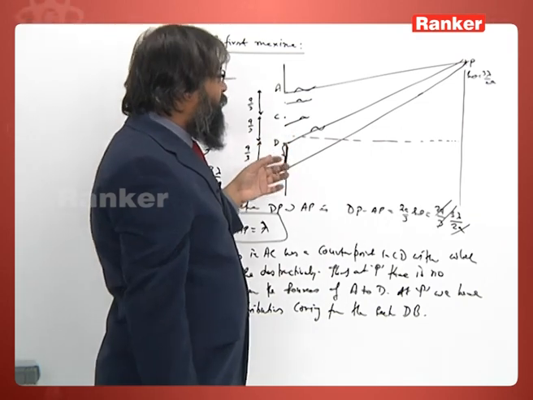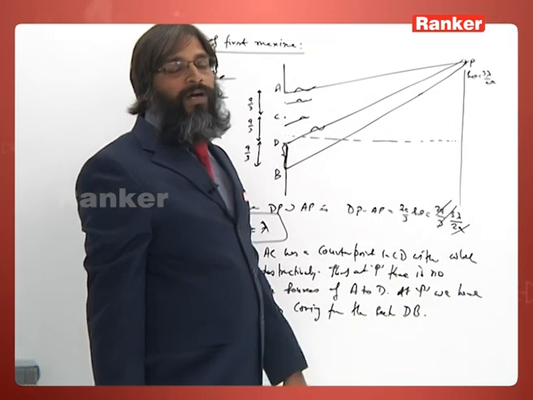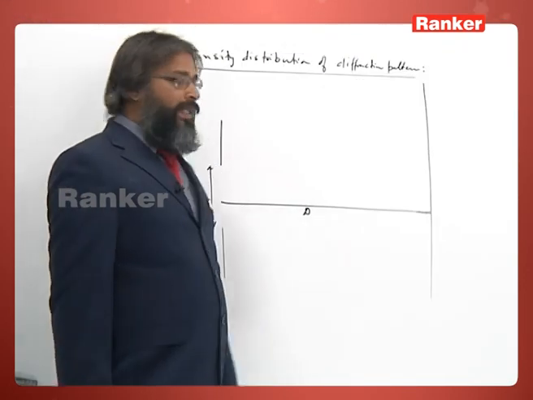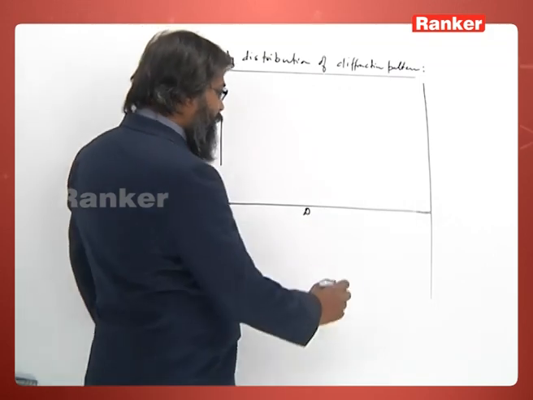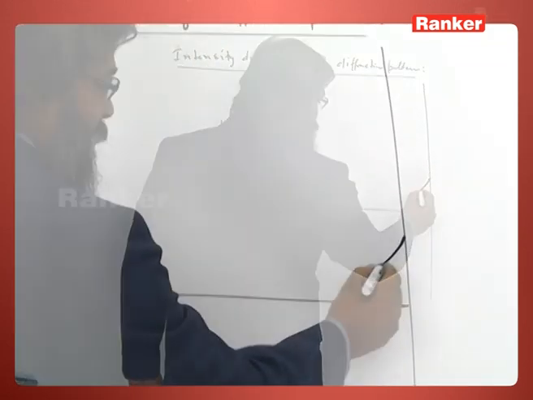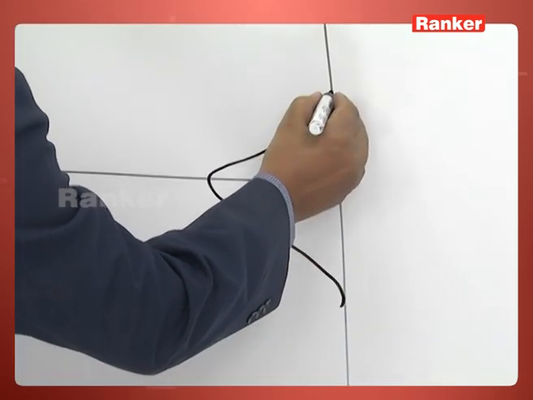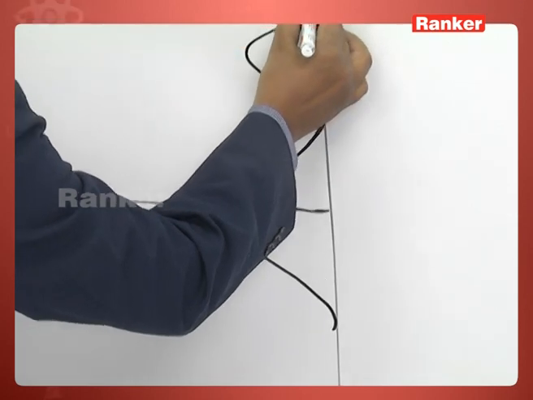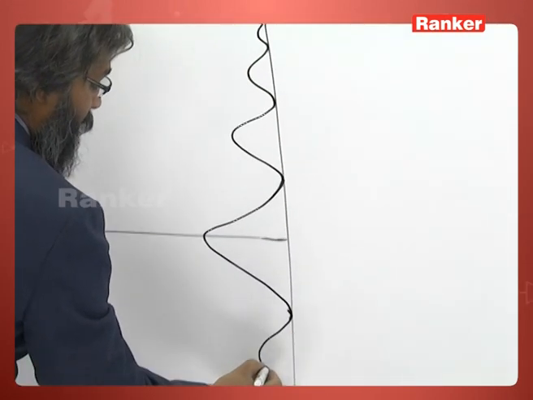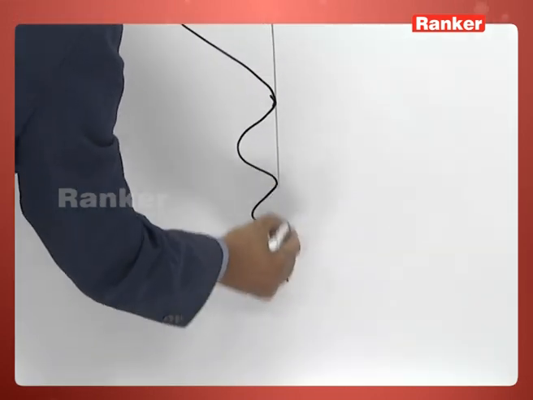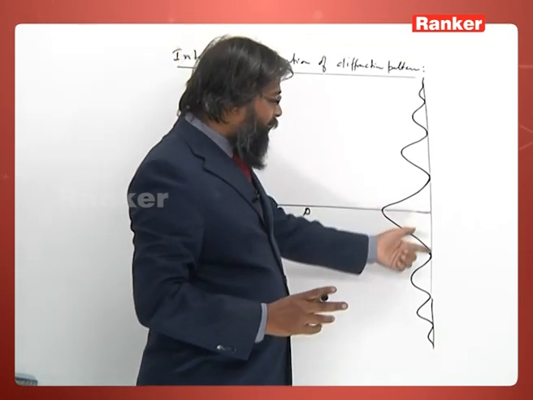Now let us see how the intensity distribution on the screen will be. The central maxima will be more intense, then the other maxima will be less. This will happen on both sides like this. Most of the energy will be within the central maxima.